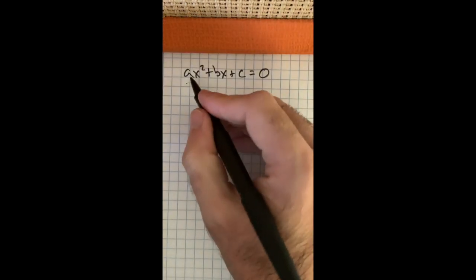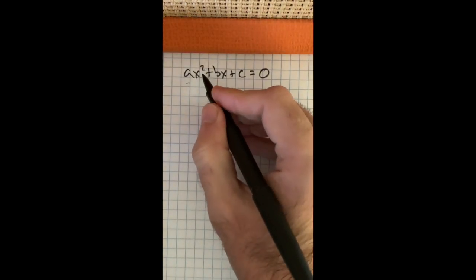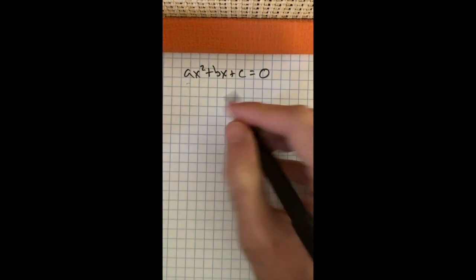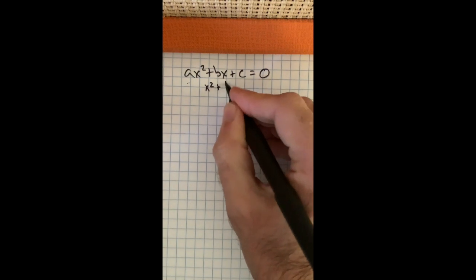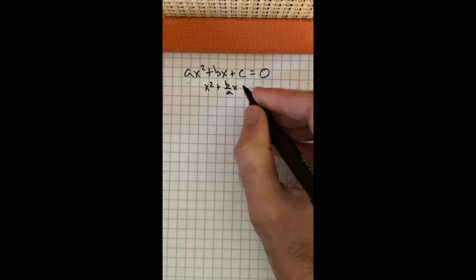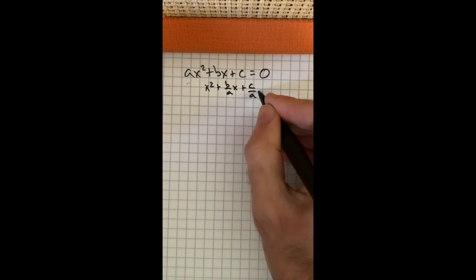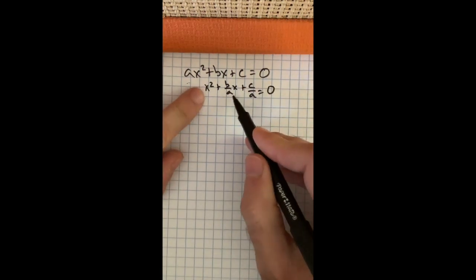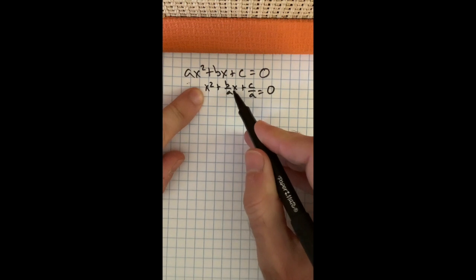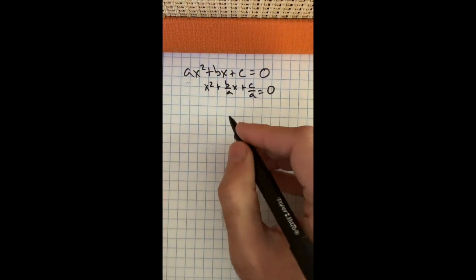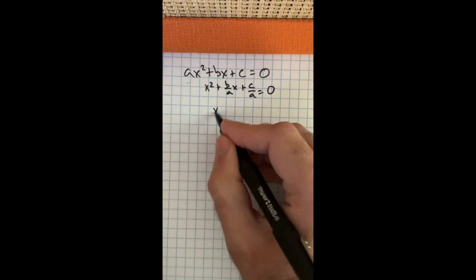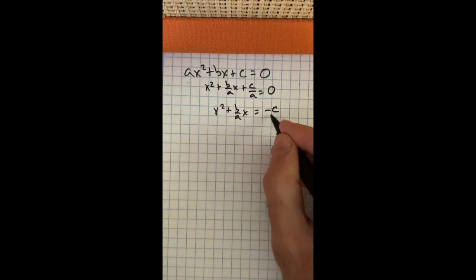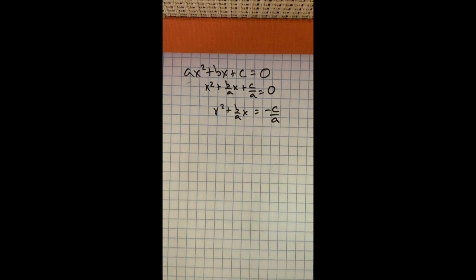The first thing we're going to do is get X squared with a coefficient of 1. We're going to do that by dividing everything here by A. When we do that, we get X squared plus B over A X plus C over A equals 0. We're now going to subtract C over A so we can get just X squared plus B over A X by itself on the left side of the equation. That will allow us to complete the square. So we have X squared plus B over A X equals negative C over A because we subtracted it.